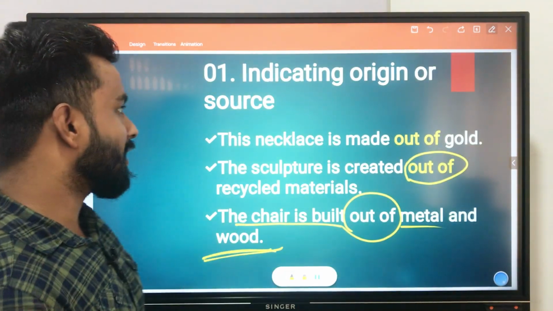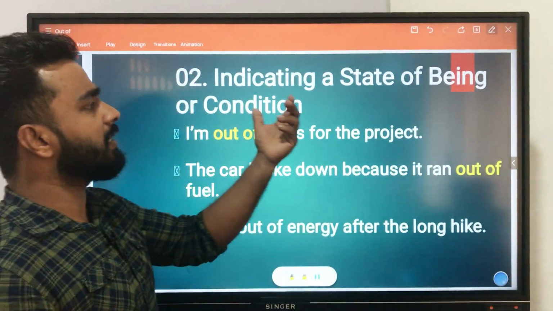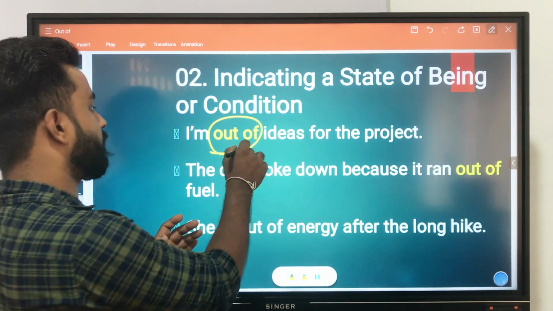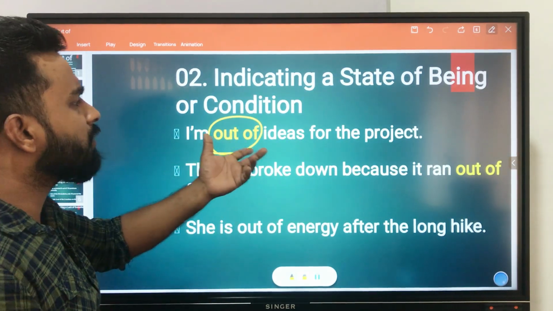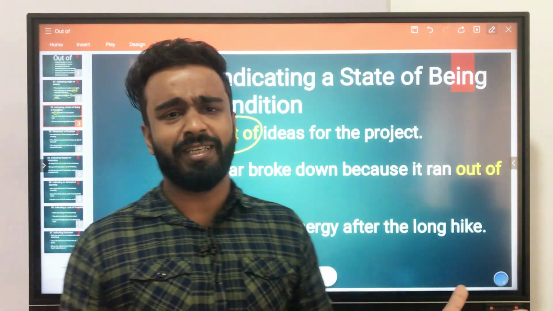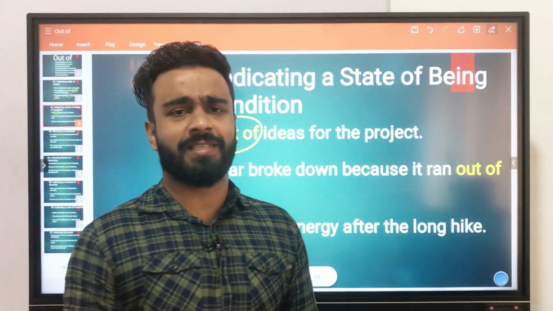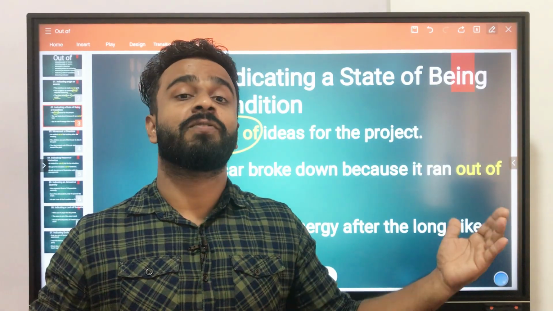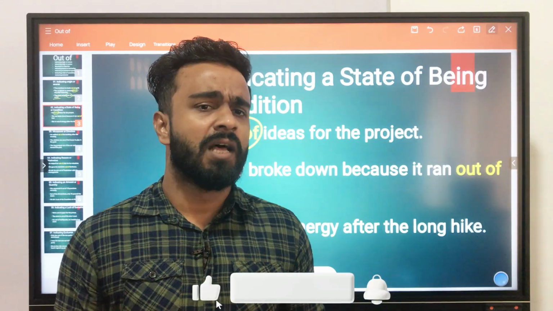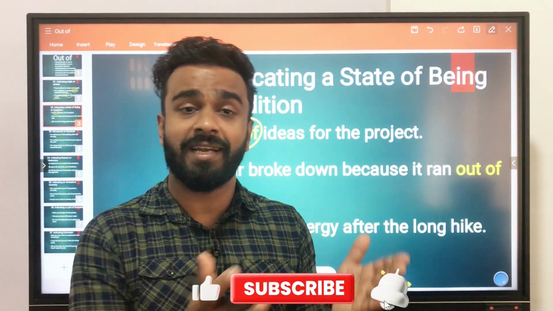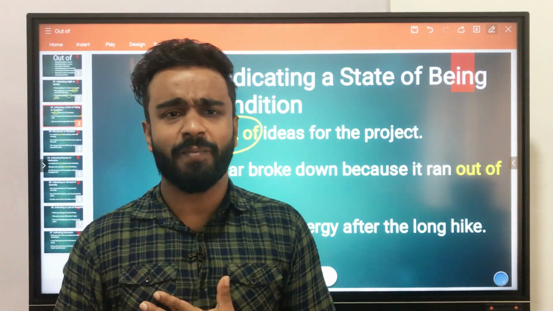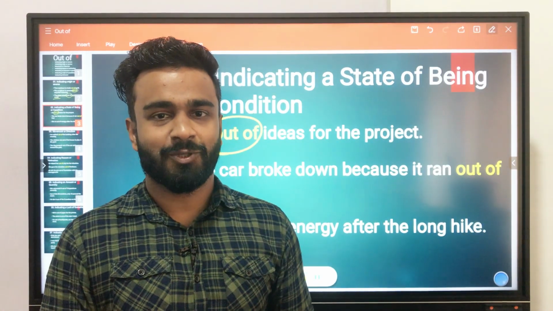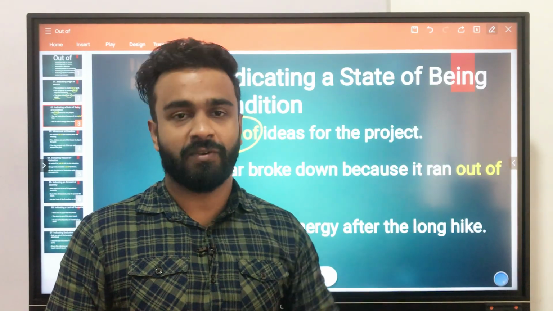Then let's go to the next usage. If you want to indicate a state of being or condition, we use this preposition out of. I am out of ideas for the project. I have been doing a project for 3 weeks. So actually I had to spend 3 weeks because I'm out of ideas. It means I don't have ideas to create the project. Ideas do not come to my mind. So I say I'm out of ideas for the project.